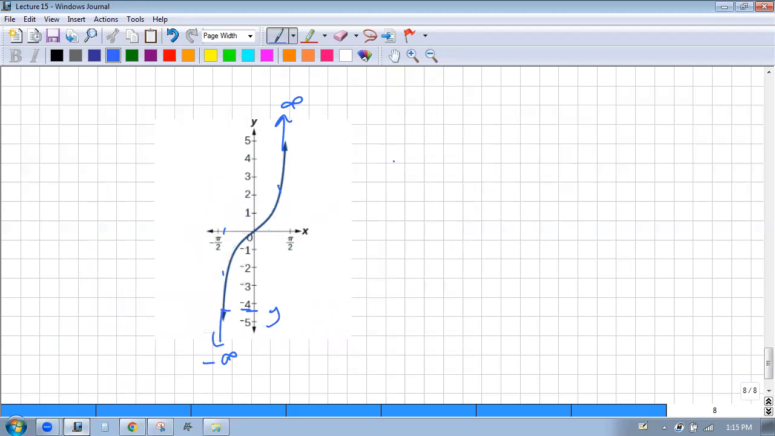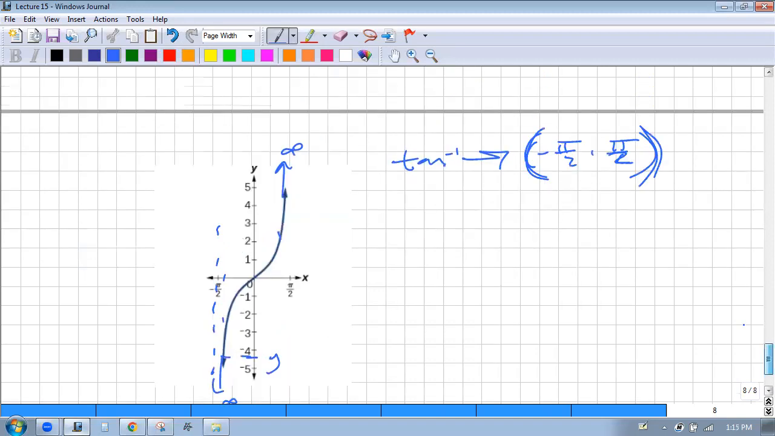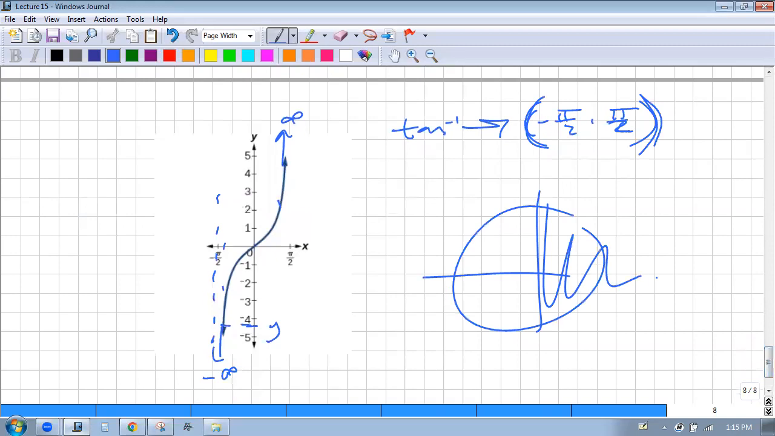So tangent inverse always spits out something between minus pi over 2 and pi over 2. Notice we have round brackets here. It can't give us a pi over 2 and minus pi over 2. There's an asymptote here, right? Tangent of minus pi over 2 is undefined, right? So round brackets. So where is that? Well, that's the right half of the circle.